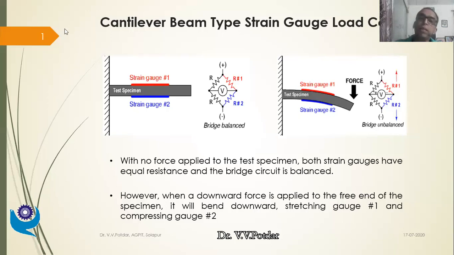Now as you can see in the figure, we have a cantilever beam which is having a rectangular cross section. The cross section is not shown here. It is having a rectangular cross section. The thickness of the beam, let us call it as T. This thickness is T, and the section width is B. Okay, so this cantilever beam is subjected to this kind of force.